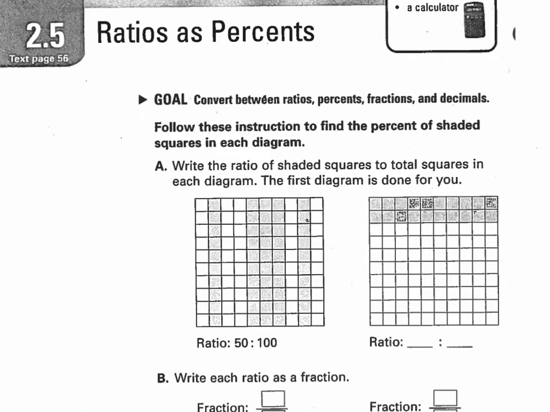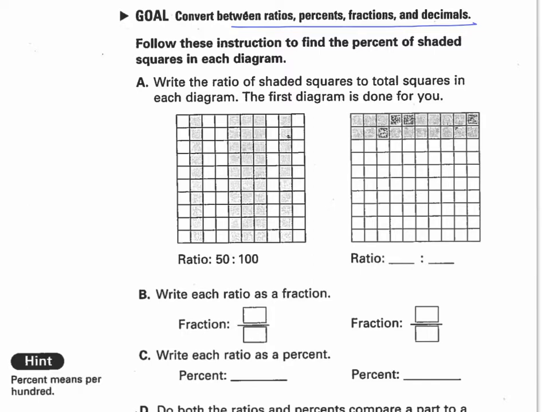In this lesson, we are going to convert between ratios, percents, fractions, and decimals. In the first example, we are going to write the ratio of shaded squares to total squares. So it will look like shaded squares to total squares. The first set, there are 100 squares in total. You can see the shaded part right here, 10, 20, 30, 40, 50. There are 50 shaded squares to the total number of squares.